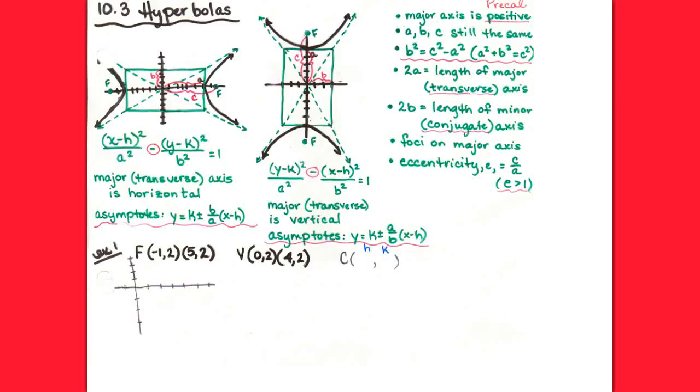They're going to give me the information, and I'm going to create the equation. So let's look at example number 1. For example number 1, they give me foci and vertices. So I'm going to go ahead and plot those.